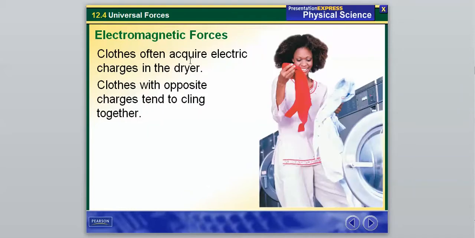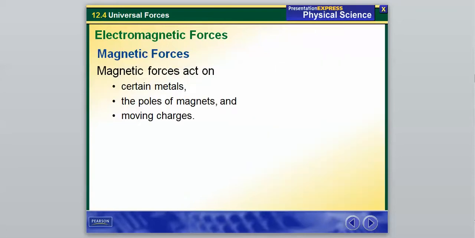Clothes, we've all experienced this in our life, often acquire an electric charge in the dryer, and clothes that develop an opposite charge will tend to cling together. So that is why, again, the universal force of electromagnetism is actually acting on your clothes after you take them out of the dryer. The reason why those clothes stick together is because they have opposite charges of one another. So again, universal force is present when you do your laundry. That's awesome to think about.